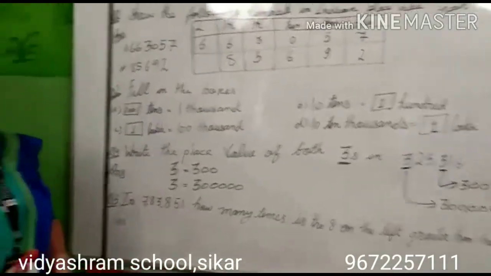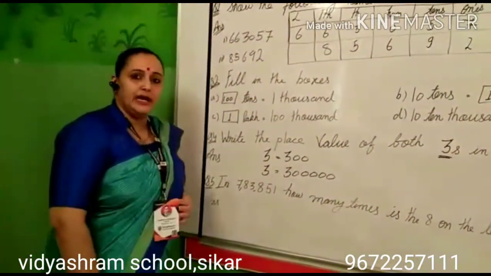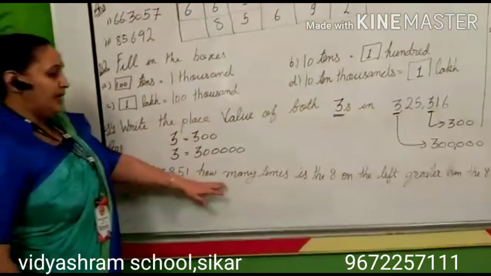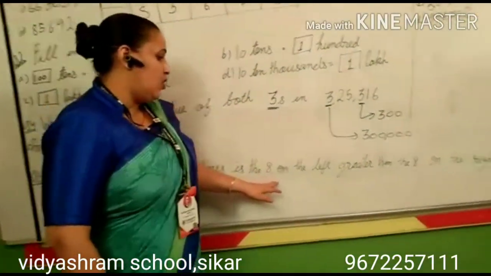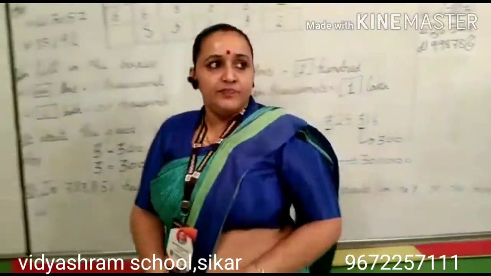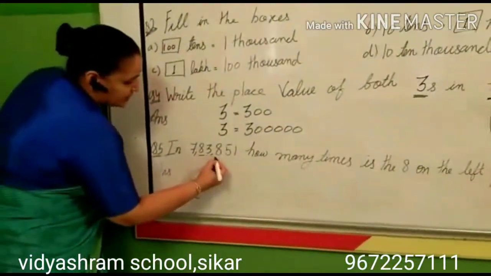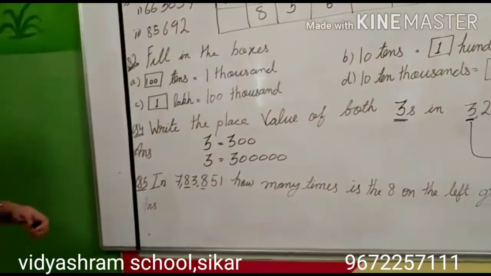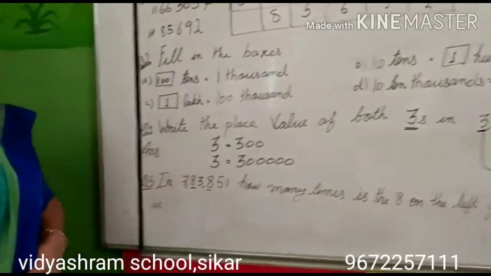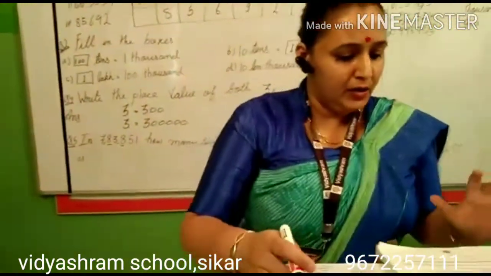Now again we have to do question number 5. I am going to read it and you can join with me in this question also. In this number, how many times is the 8 on the left greater than the 8 on the right? They are asking, there are two 8s in this number. So they are saying how many times the left 8 is greater than the right 8.